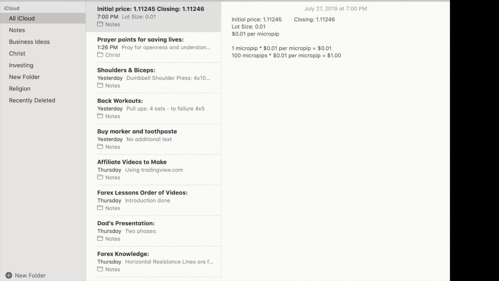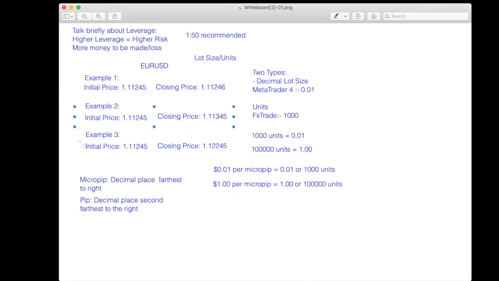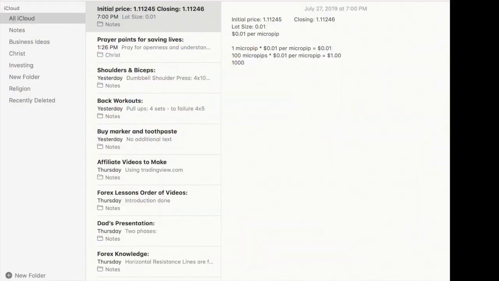And the other one was 1,000 micropips. That was number 3. You can go back there. Number 3, this went up 1,000 micropips. So that's just 1,000 micropips times 0.01 per micropip, which, as we all know, is just $10. Okay, so if you went up 1,000 micropips and you were buying at a lot size of 0.01 or selling at a lot size of 0.01, you'd be making $10.